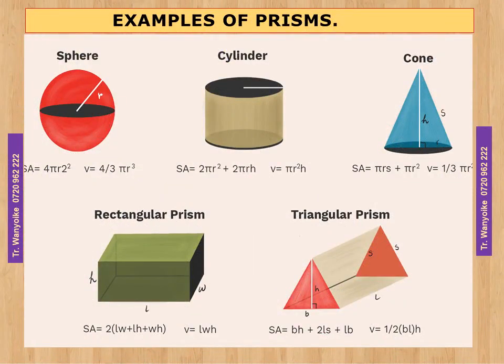Learner, let us look at more examples of prisms. We have a sphere, the one that looks like a ball, a cylinder, a cone, a rectangular prism, we have talked about it, and the triangular prism. And the cross-sections are the ones that are shaded as shown in those diagrams. We'll be looking at more details about all these prisms, and how to get their surface area. Let us look at the cylinder in the next page.